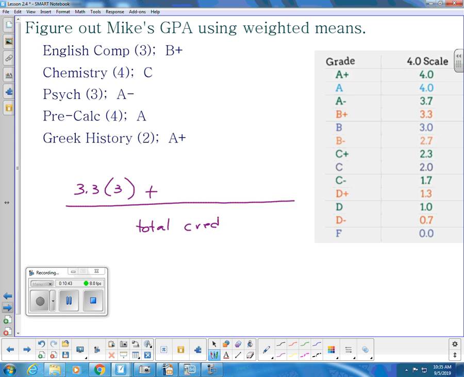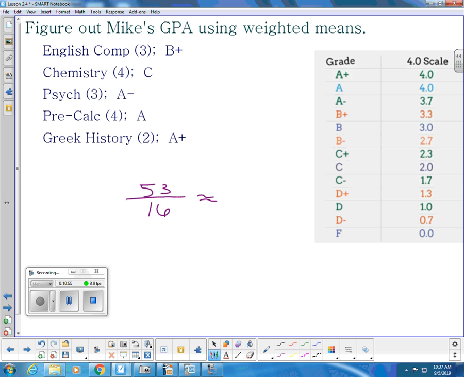So figure out what the grade point average is here. Okay, so our total for the numerator is 53, and we're dividing by 16 credit hours. And you get 3.3125 if you want to go crazy. Okay? So that's weighted mean. We all know how to do that. Okay. Moving on next.